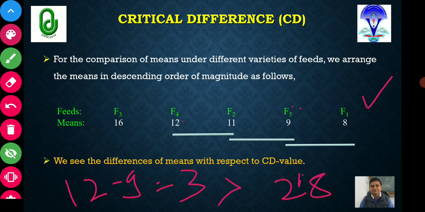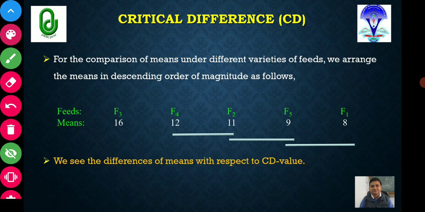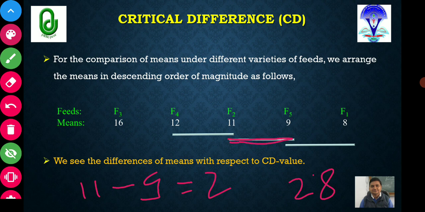So now you have to test F2 with F5. What is F2? F2 is 11 and F5 is 9. So 11 minus 9 is equal to 2, and your calculated CD value is 2.8. So that means these two means are the same. F2 and F5 are the same, so we will underline it. Underline indicates that these two means are the same.